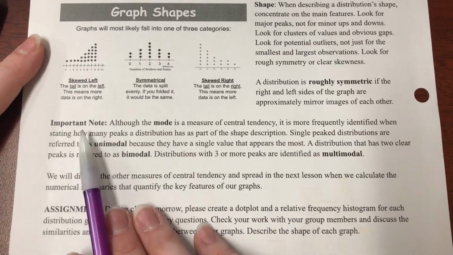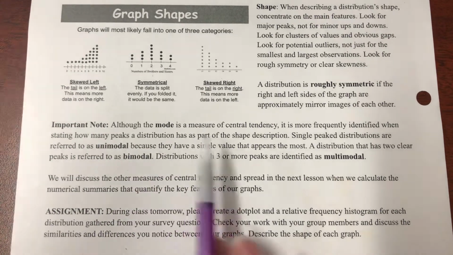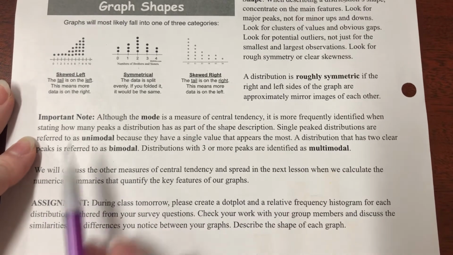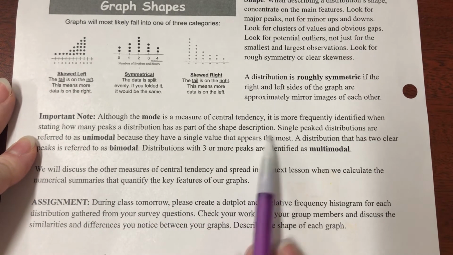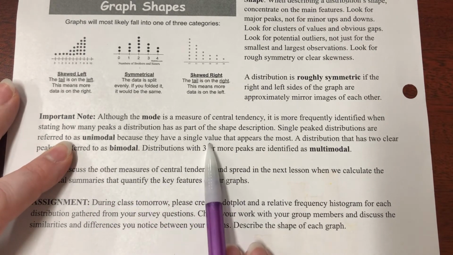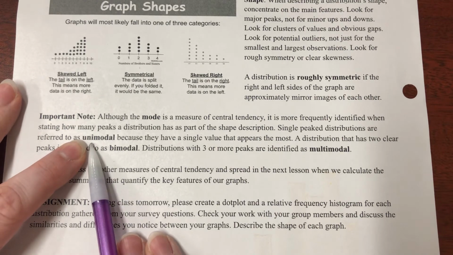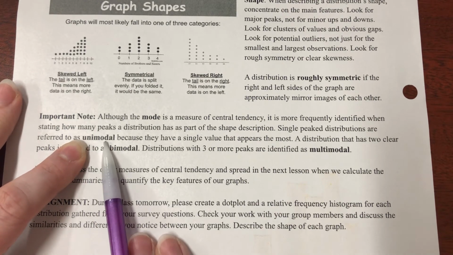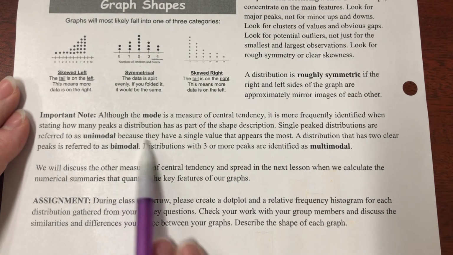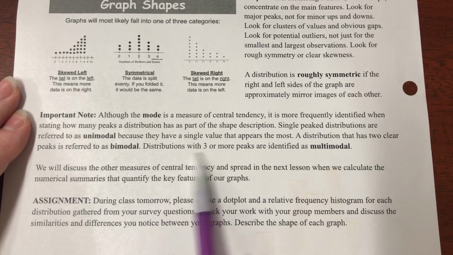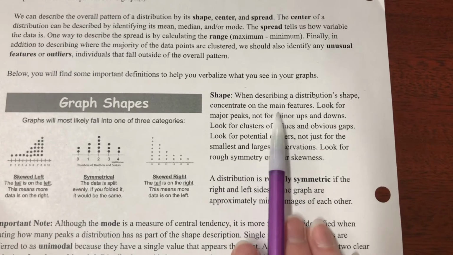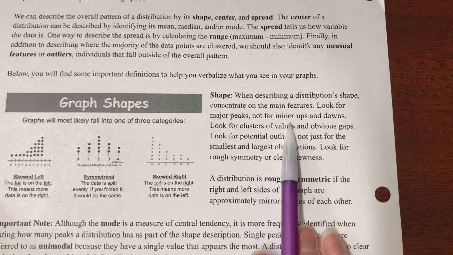Now, there is an important note that you need to keep in mind. Although the mode is a measure of central tendency, it's more frequently identified when stating how many peaks a distribution has as part of the shape description. Single peak distributions are referred to as unimodal because they have a single value that appears the most, uni meaning one, modal meaning mode, so one mode. A distribution that has two clear peaks is referred to as bimodal, bi meaning two, modal meaning modes. And distributions with three or more peaks are identified as multimodal. And again, they need to be major peaks, not minor ups and downs.